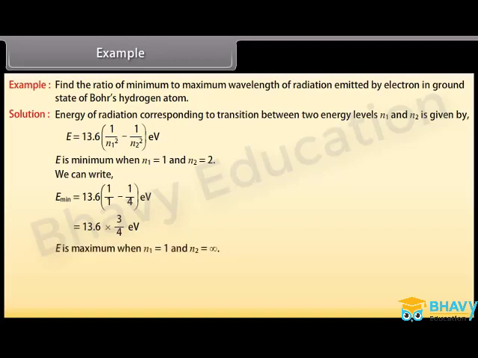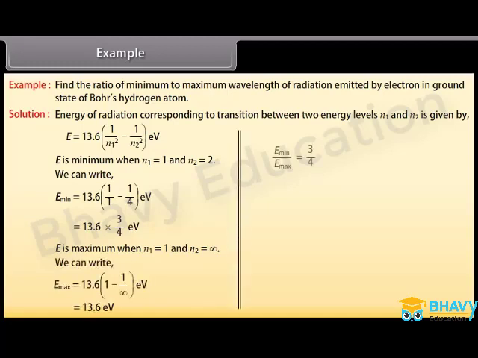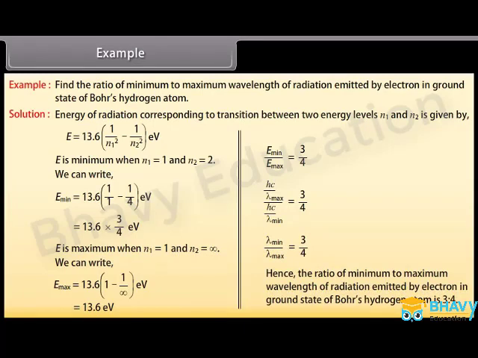E is maximum when n1 is equal to 1 and n2 is infinity. E maximum is equal to 13.6 electron volt. Now taking ratio of E minimum and E maximum, we get E minimum upon E maximum as 3 upon 4, or lambda minimum upon lambda maximum equals 3 upon 4. Hence, the ratio of minimum to maximum wavelength of radiation emitted by electron in ground state of Bohr hydrogen atom is 3:4.